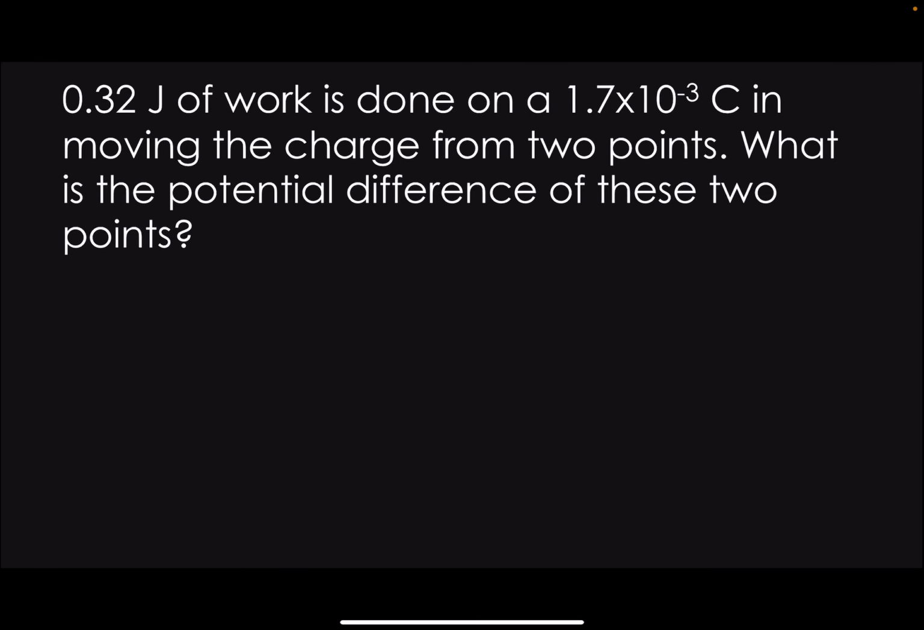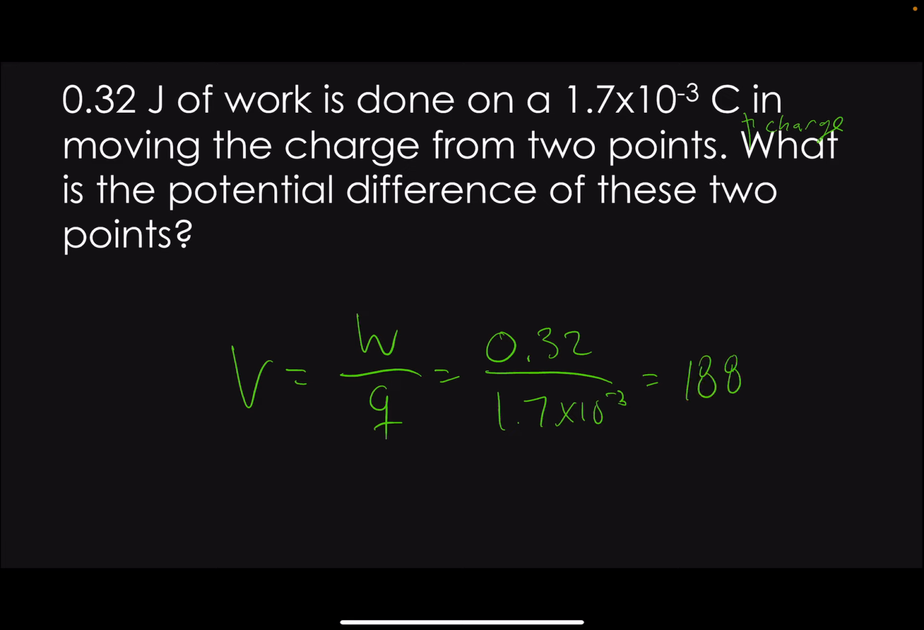So if it takes 0.32 joules of work in moving a 1.7 times 10 to the negative 3 coulomb charge between 2 points, what is the potential difference between these 2 points? Well, we just follow the equation. It's the work done divided by the charge, so it's just 0.32. I should have put charge here. I think that was the typo. A coulomb charge, 1.7 times 10 to the negative 3. And then we can just go ahead and divide. 0.32 divided by 1.7 times 10 to the negative 3, close the parentheses, we get about 188 volts. That's our answer.